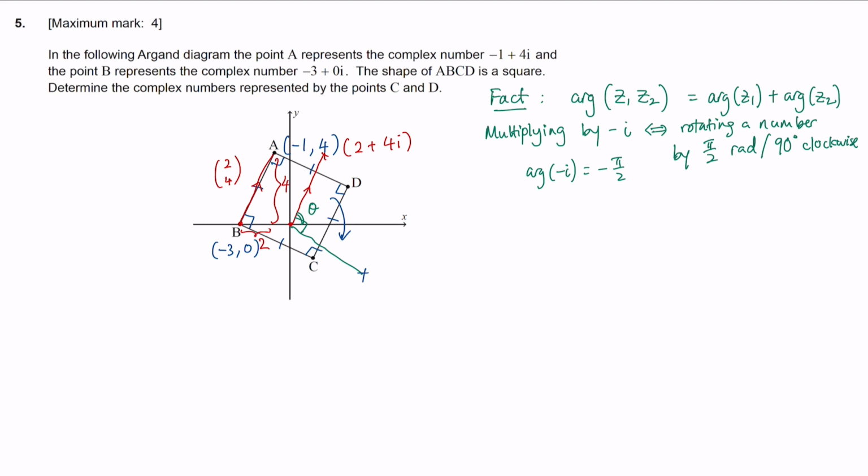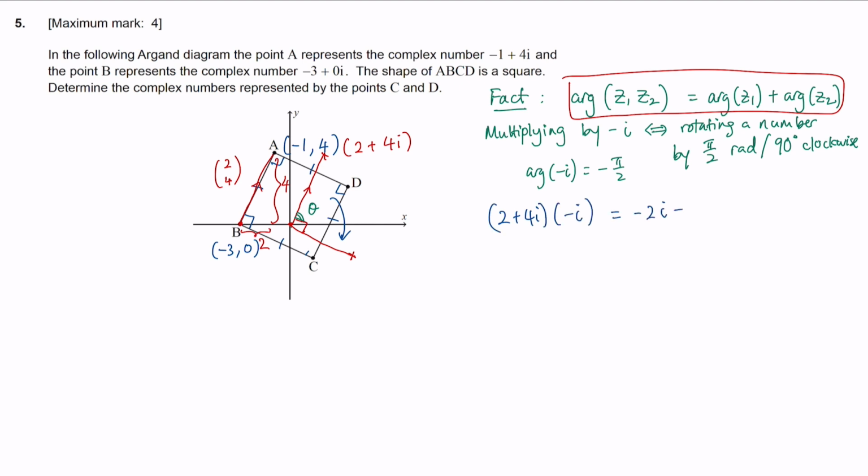So what I'm going to do now is multiply 2 plus 4i with negative i, and that, based on this fact, will give me a number which is rotated 90 degrees like this, and it would be how to find C. So if I take 2 plus 4i and multiply by negative i, I'll get negative 2i minus 4i squared, which is 4 minus 2i. And that's going to be this red line over here.